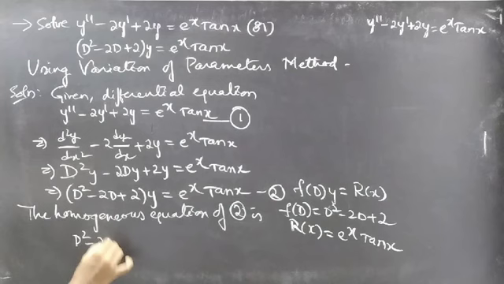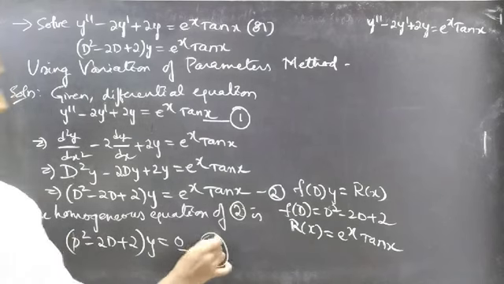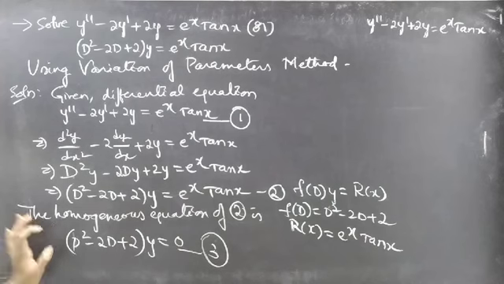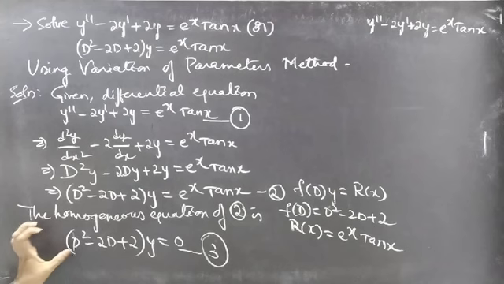And the homogeneous equation of equation 2 is (D square minus 2D plus 2) into y equal to 0, which is equation number 3. Let's now find the solution of equation 3 using the auxiliary equation, and later we'll find the general solution of equation 2 and equation 1 using the solution of equation 3.